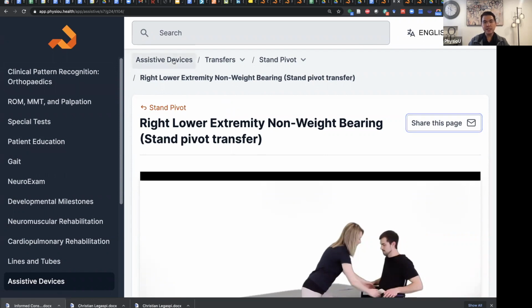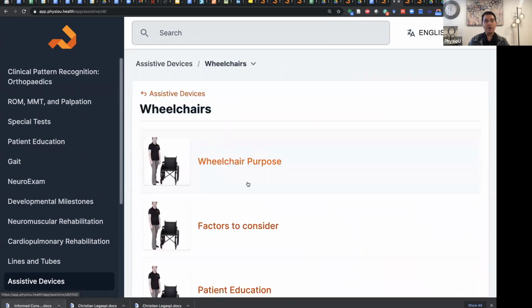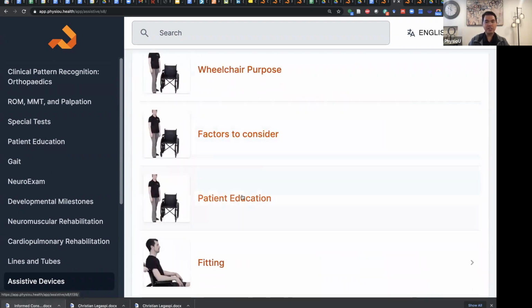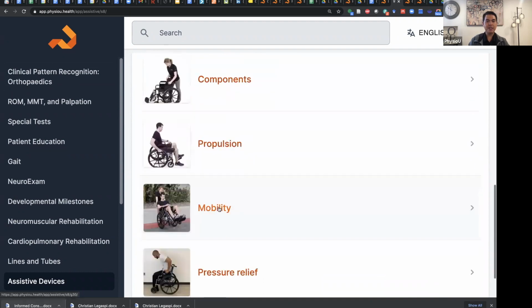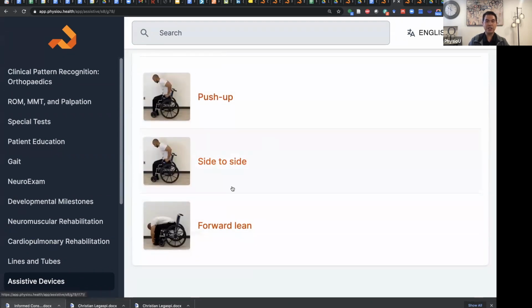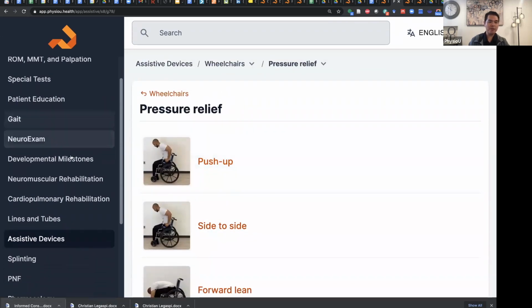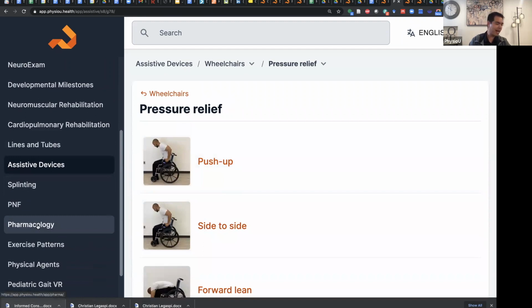So this is assistive devices. It includes wheelchair purpose, factors to consider, fitting, mobility, pressure relief. These are all important videos that you can share, right? So that's assistive devices. And one of our newest apps that I thought would come in handy, for all areas.